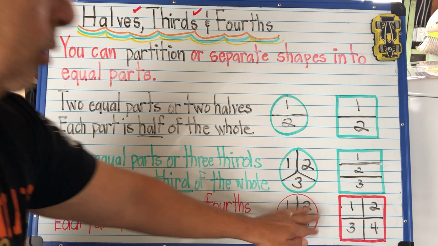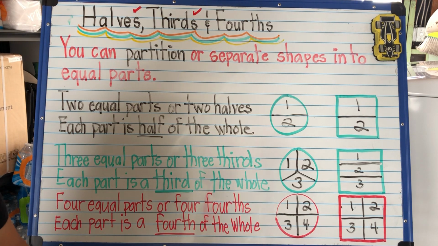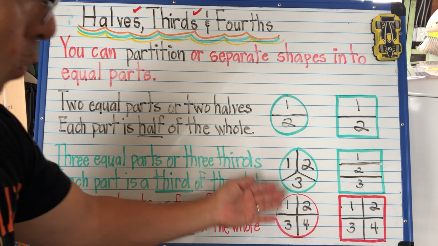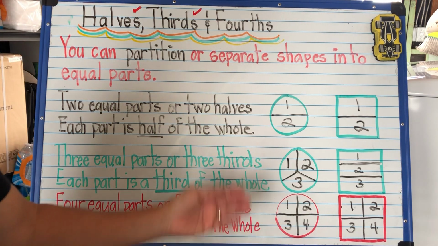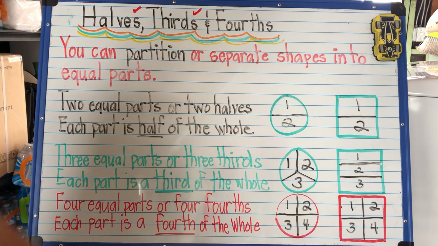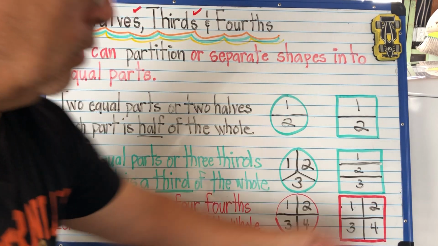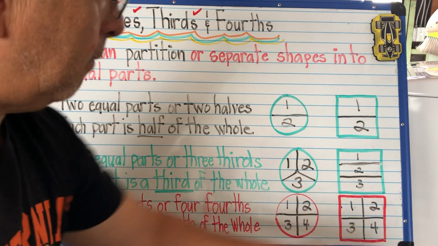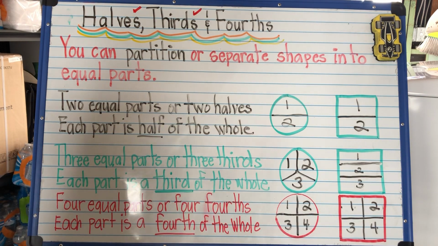Now when I look at these two shapes, I see that they're partitioned into fourths. 4/4. 1/4, 2/4, 3/4, 4/4. 1/4, 2/4, 3/4, 4/4. So now let's do a little bit of practicing.